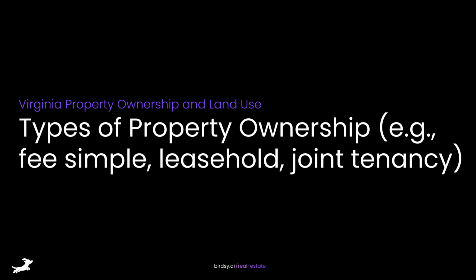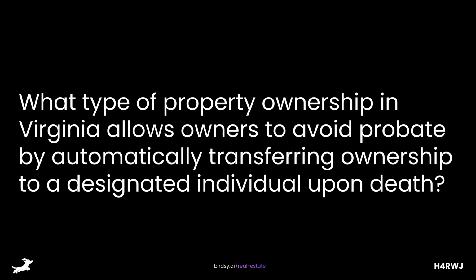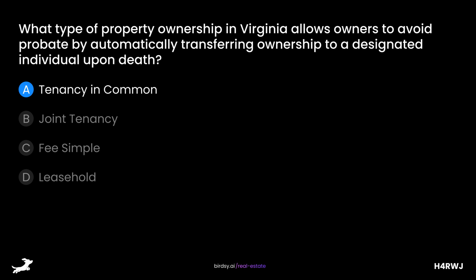Types of property ownership. What type of property ownership in Virginia allows owners to avoid probate by automatically transferring ownership to a designated individual upon death? Is it A, tenancy in common, B, joint tenancy, C, fee simple, or D, leasehold? The answer is B, joint tenancy.